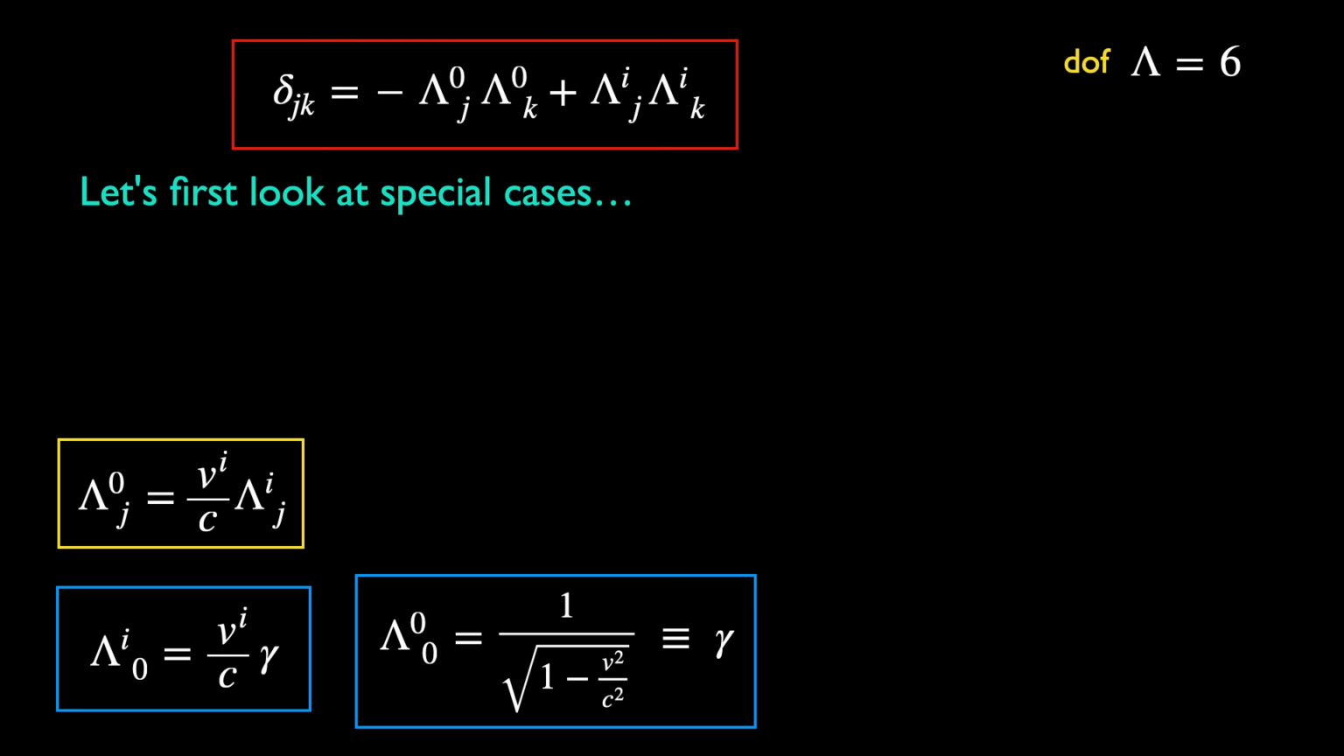For the first case, let's consider the velocity only along the first axis. This immediately simplifies lambda i0. The only non-zero component is lambda 1, 0.